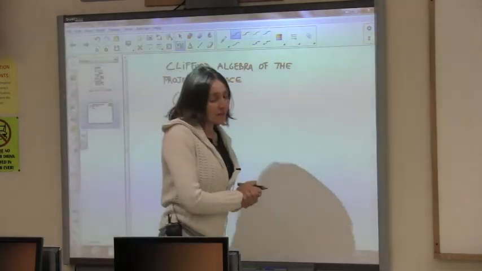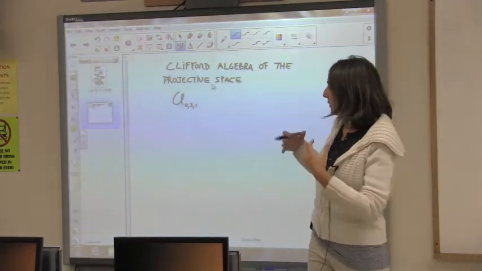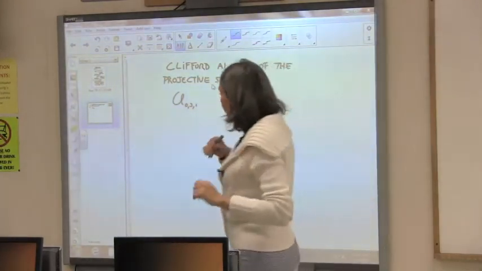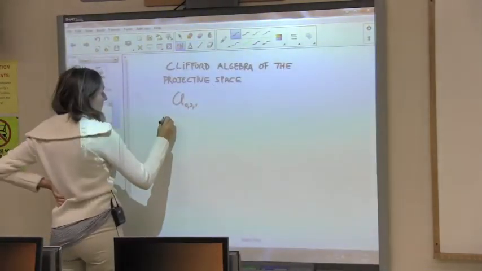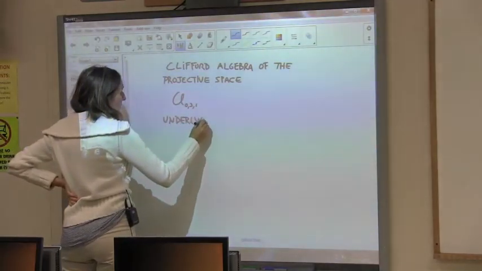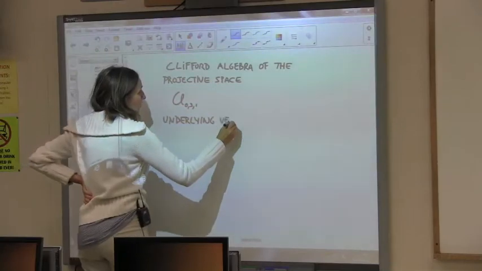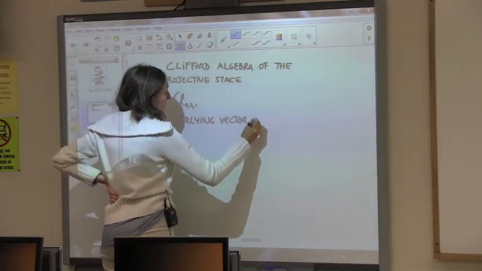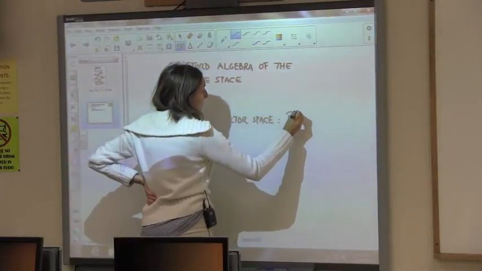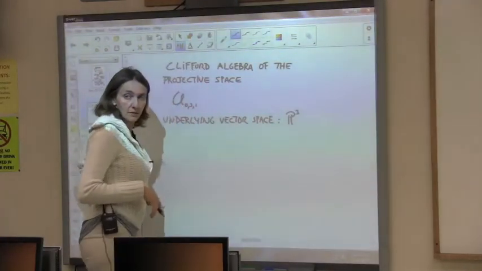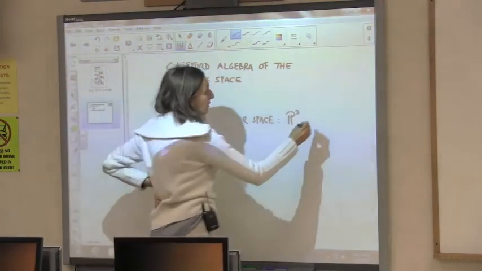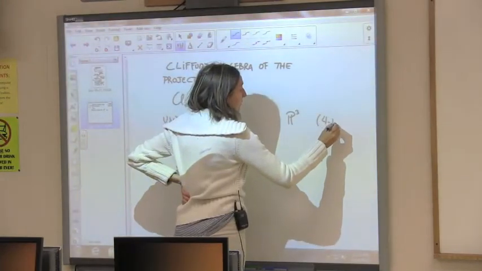Remember, to define the Clifford algebra, the first thing we have to do is to look at what is the underlying vector space, and this one is going to be the projective space. The underlying vector space will be P3, which remember is just a 4-dimensional vector space.